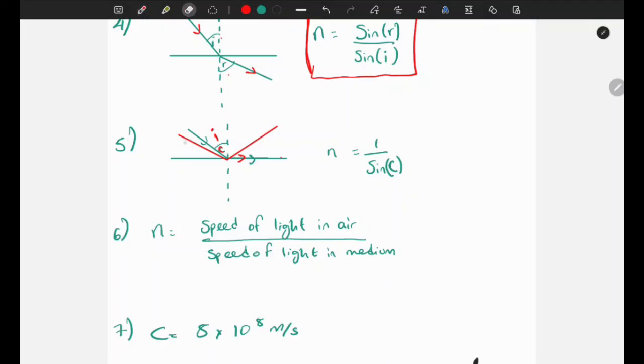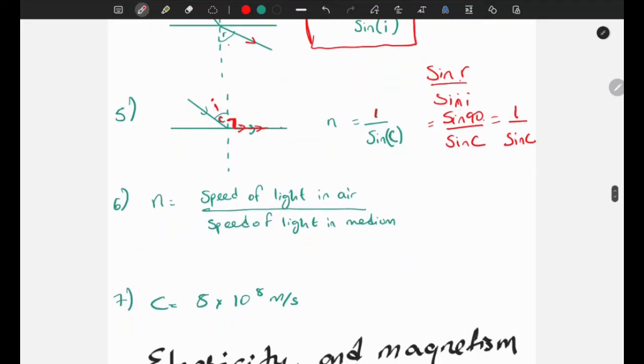So if we have this critical angle, then the refractive index would be 1 over sine c. You might be asking, where is the 1 coming from? The refractive index is sine i over sine r. In this case, i is c, and since the refracted ray is along the axis, r is 90 degrees. So sine 90 over sine c, and sine 90 is 1, so it's 1 over sine c. That's where the formula comes from.